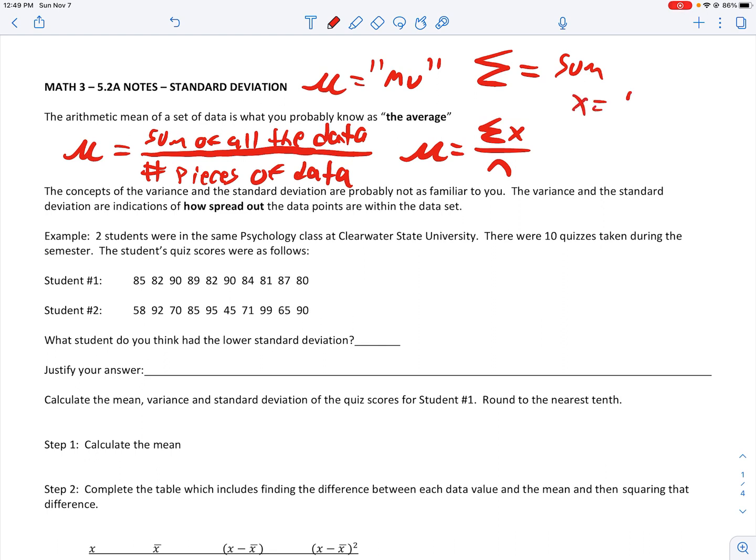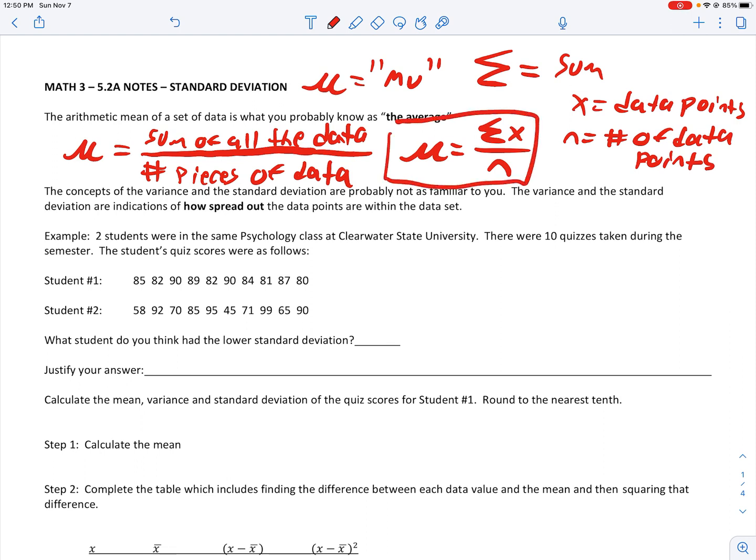So X is our data points and N is the number of data points. The sideways looking M is what we call a summation symbol. It means to add, a sum. So this is how you find the average in symbols, what I just boxed. But what you are actually doing is written out there in words. You're summing, adding up all your data and dividing by the number of pieces of data.